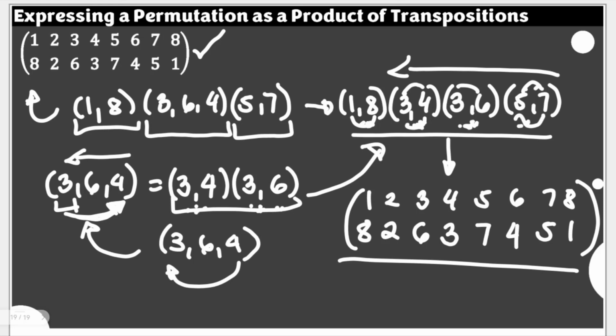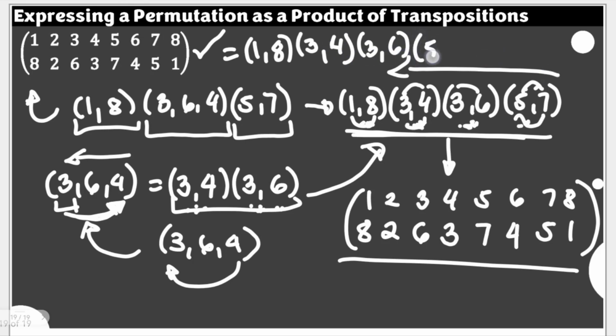The answer is yes. So this given permutation, when expressed as a product of transpositions, is equal to this entire expression. Let me rewrite it here: (1 8)(3 4)(3 6)(5 7). So we have 4 transpositions that, when multiplied, will result in our given permutation.